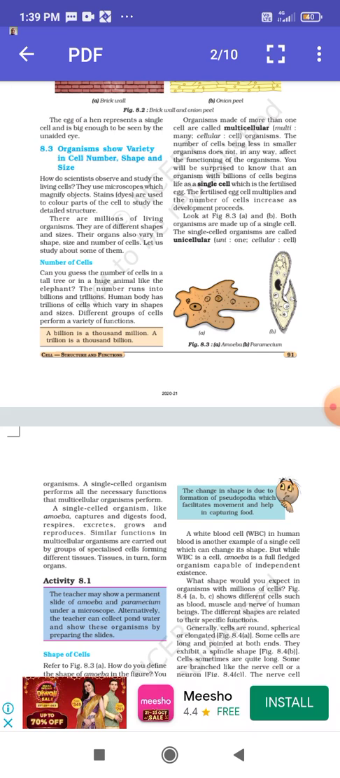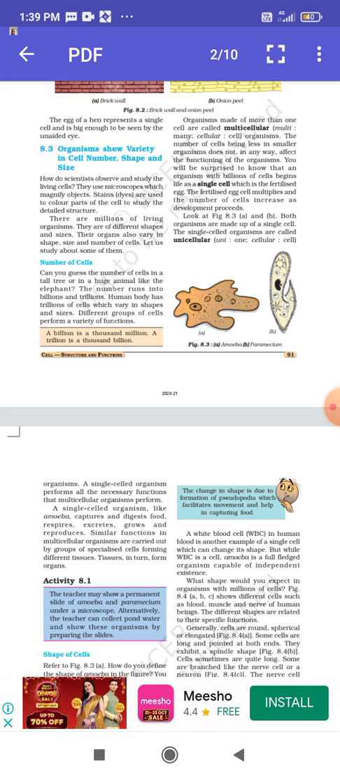So you know students, multicellular organisms are made up of more than one cell. Now see students, whether the number of cells is small, less or more, it doesn't affect the functioning of any organism. Every organism starts its life as a single cell, and that single cell is a fertilized egg. This fertilized cell multiplies and its number increases, and in this way development proceeds.